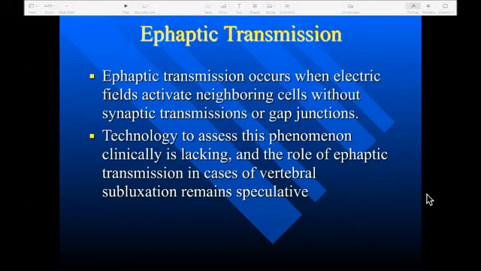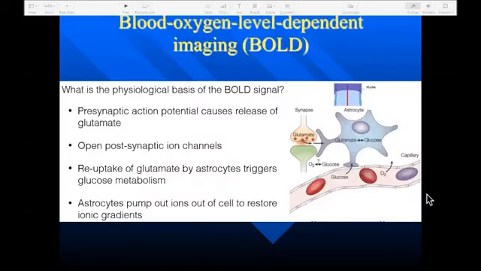Another mechanism that's often overlooked is ephaptic transmission, and this refers to non-synaptic transmission of signals. Ephaptic transmission occurs when electric fields activate neighboring cells without synaptic transmissions or gap junctions. In other words, these field effects influence the function of the nerve. Although technology to assess this phenomenon in a clinical setting is currently lacking, the role of ephaptic transmission in cases of vertebral subluxation is speculative, but potentially exciting.